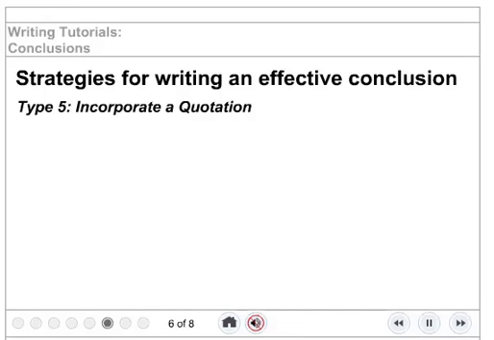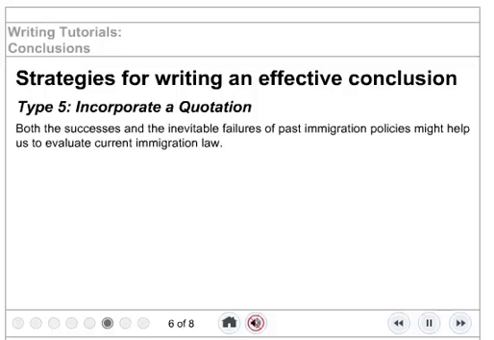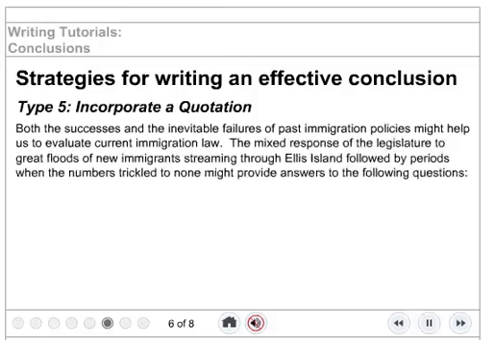Sometimes a quotation in the concluding paragraph will help to illuminate your treatment of the topic. For example, the essay on the history of U.S. immigration might end with a quotation that expands on the topic and shows it in a new light. Both the successes and the inevitable failures of past immigration policies might help us to evaluate current immigration law. The mixed response of the legislature to great floods of new immigrants streaming through Ellis Island, followed by periods when the numbers trickled to none, might provide answers to the following questions. Who should we admit, and in what numbers?